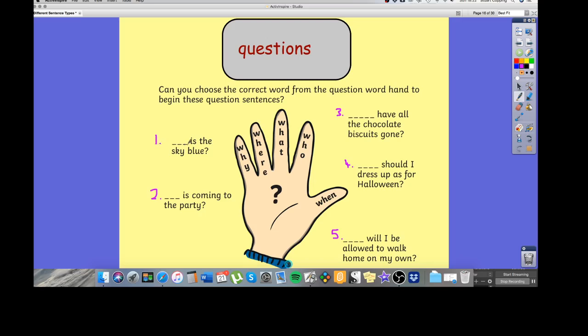So which one would number 1 be? Why is the sky blue? Where is the sky blue? What is the sky blue? Who is the sky blue? When is the sky blue?